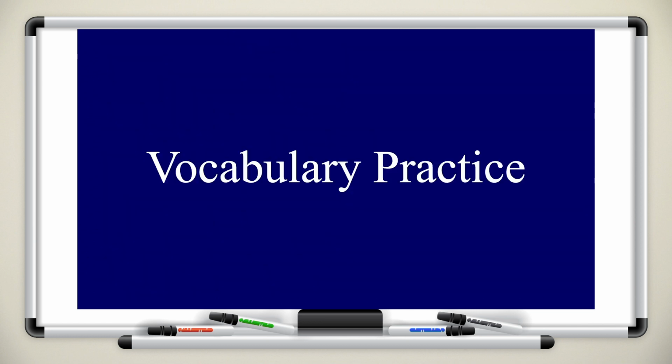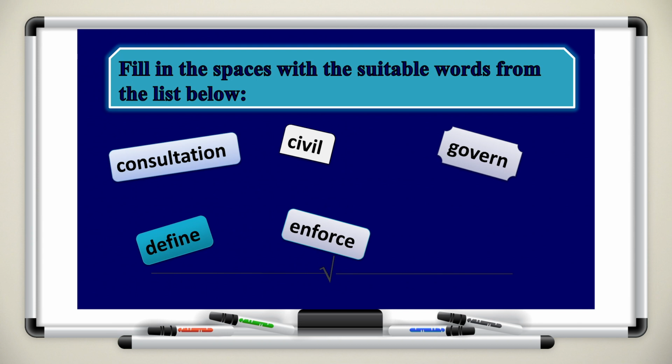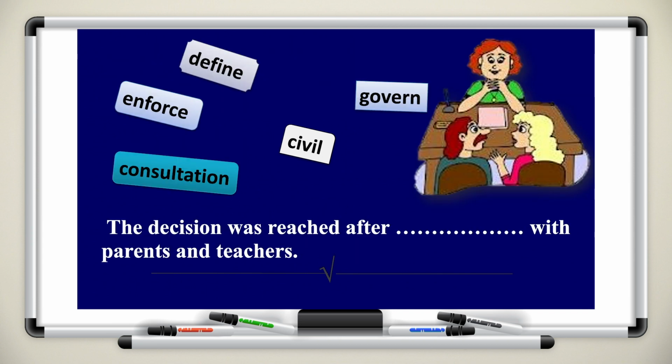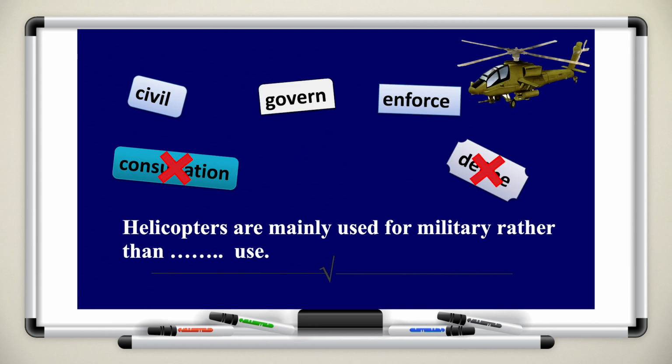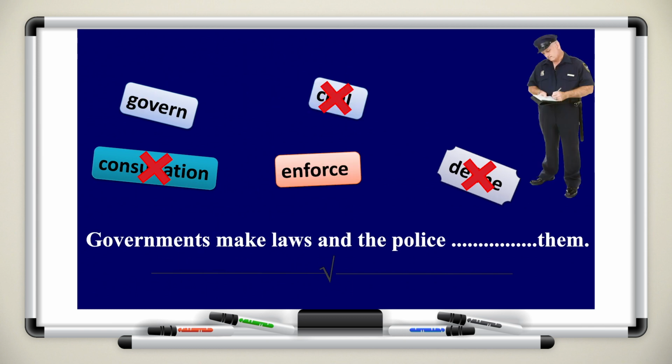Now let's take one vocabulary practice. Take a look at the words, let's fill in the sentences. The decision was reached after, with parents and teachers. Consultation. Could you please precisely what you mean by crime? So we want meaning. Define. Helicopters are mainly used for military rather than civil use. Governments make laws and the police, what do?